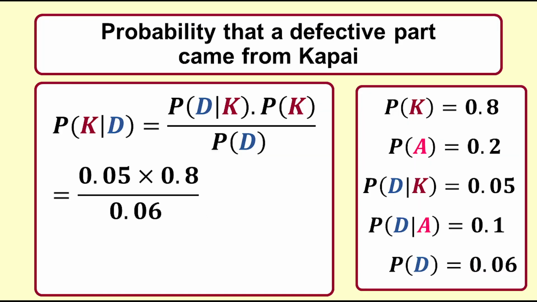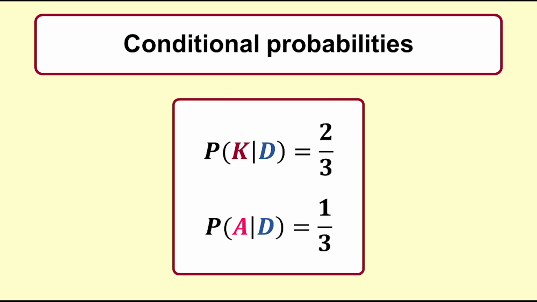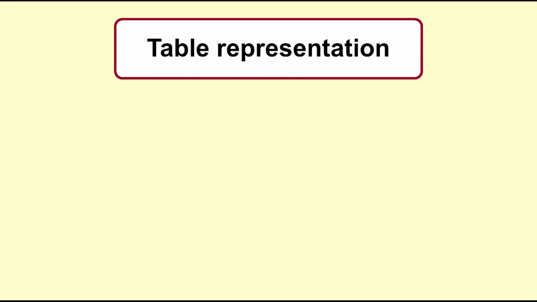Substituting in the known values, we end up with the probability that a defective part comes from Carpi, the probability of Carpi given defective, which is 2/3 or 67%. Using Bayes' formula, we have calculated that the probability of K given D is 0.67. The probability of A given D is 0.33 or 1/3. Let us now use a table to summarize and calculate this.